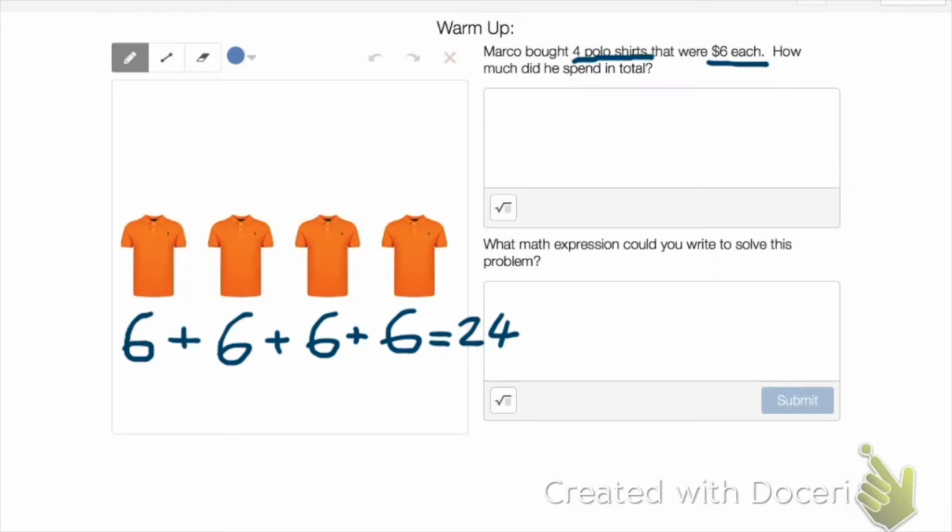Is there another way we can write this expression? Yes, we can, because we add 6 4 times. So we can take 4 multiplied by 6 and that equals 24.